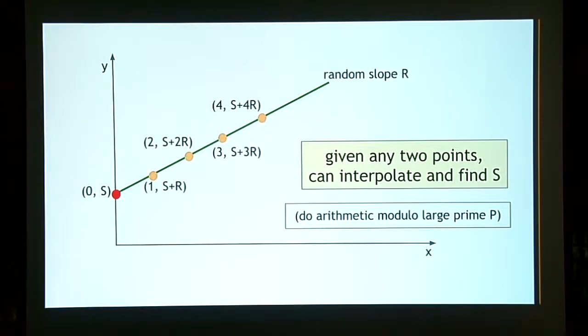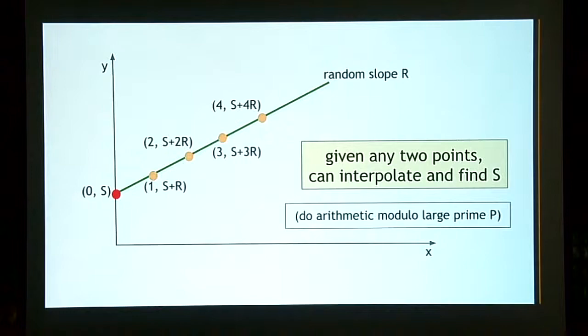And in fact, you can prove that if you do this arithmetic modulo a large prime p, like we did before in the previous slide, that any 2 points are sufficient to interpolate and find S, and fewer than 2 points don't tell you anything about S. And so this gives us n equals any value and k equals 2.